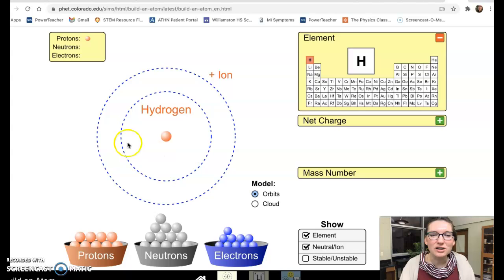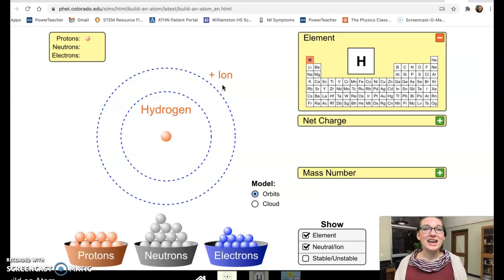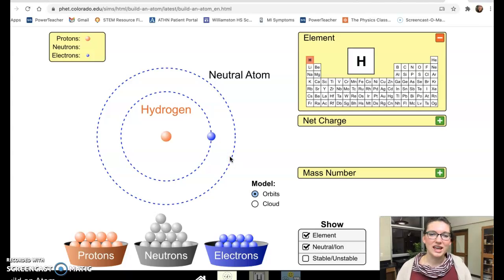So one proton all on its own is a hydrogen ion. So our big lesson for today is about ions. It's about atoms that have a charge, whether it's positive or negative, and that happens because it has more or less electrons. So right now this is an ion because it's got one positive proton in it, but if I was to put an electron in there, it would become neutral because they're balancing each other out, right?